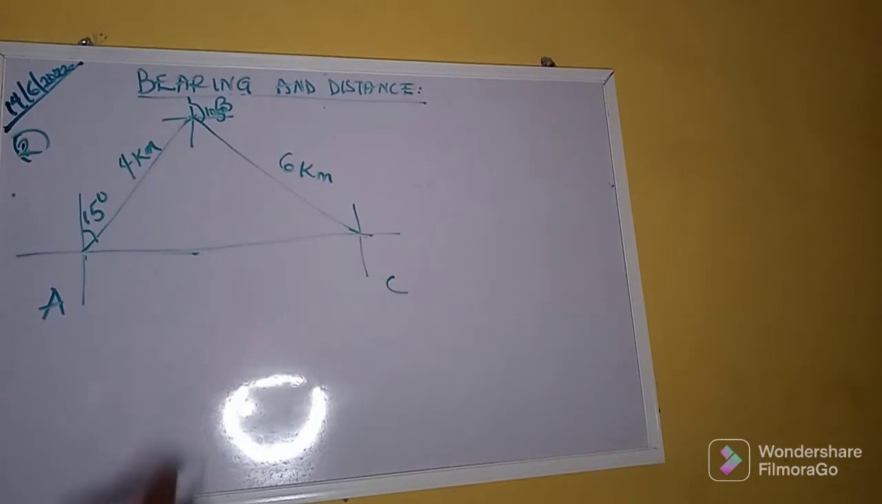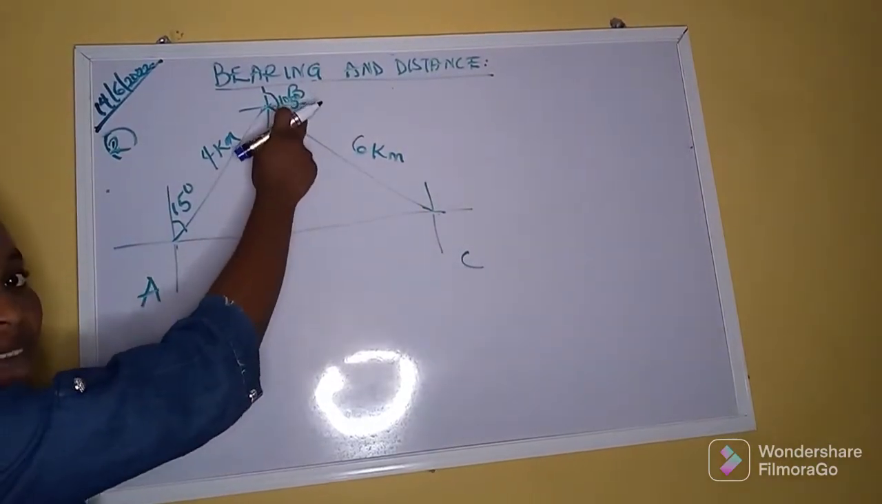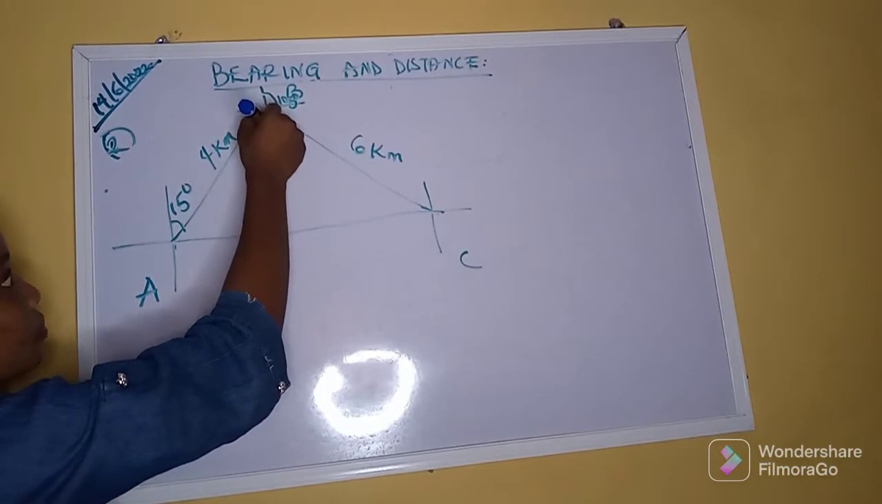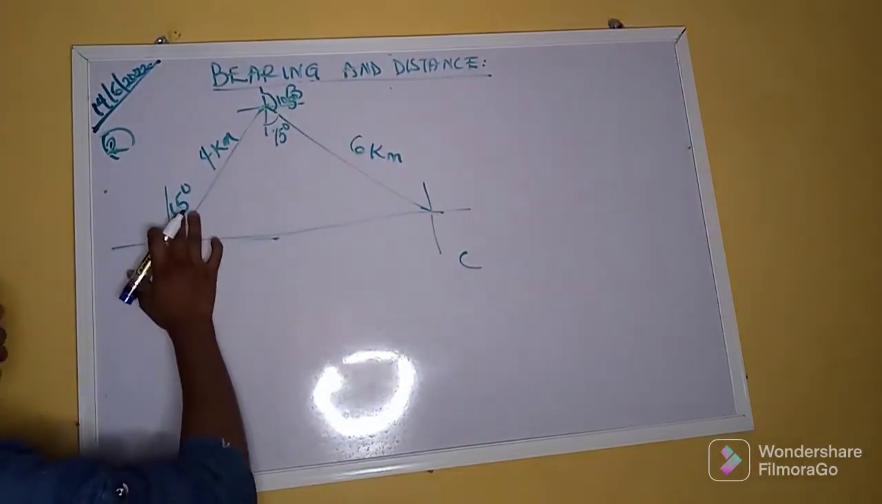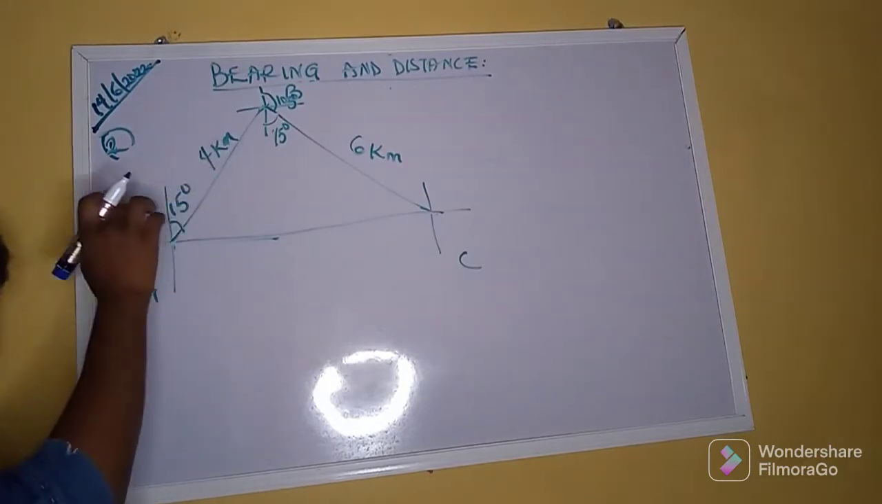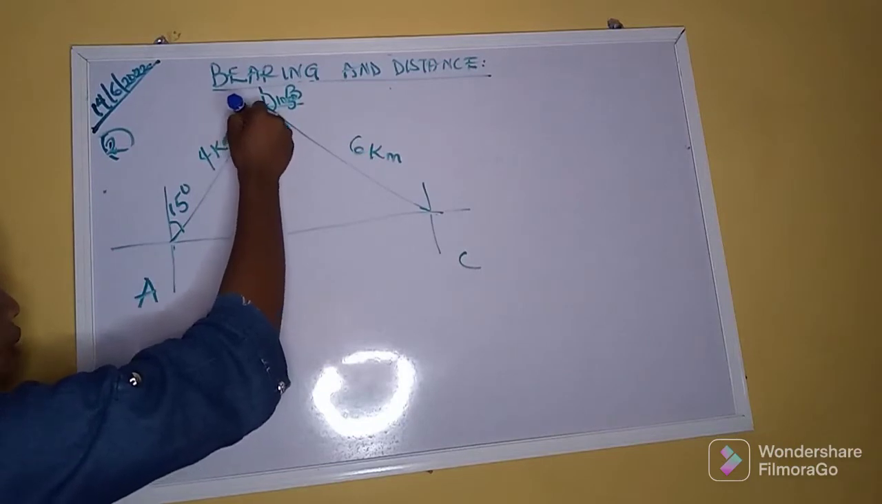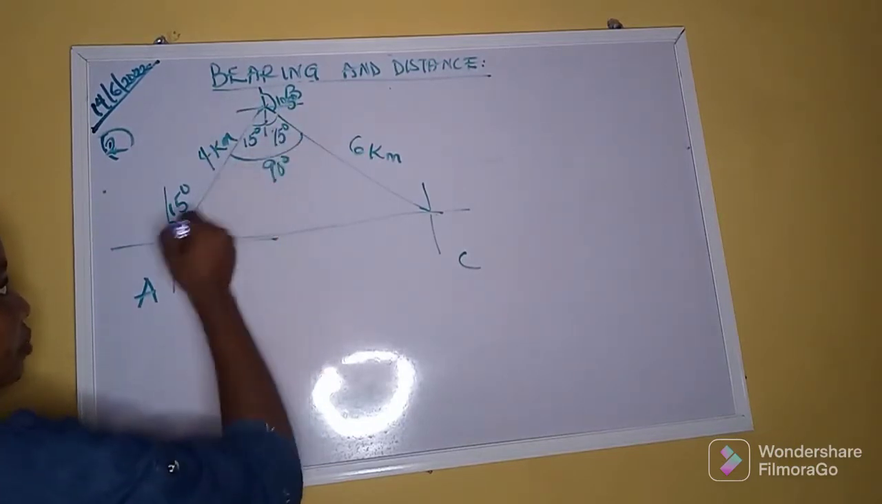Now, this angle covers 180 degrees. So I should have 180 degrees minus 105. This gives me 75 degrees. And this is an alternate angle, so I have 15 degrees. Altogether, this becomes 90 degrees.